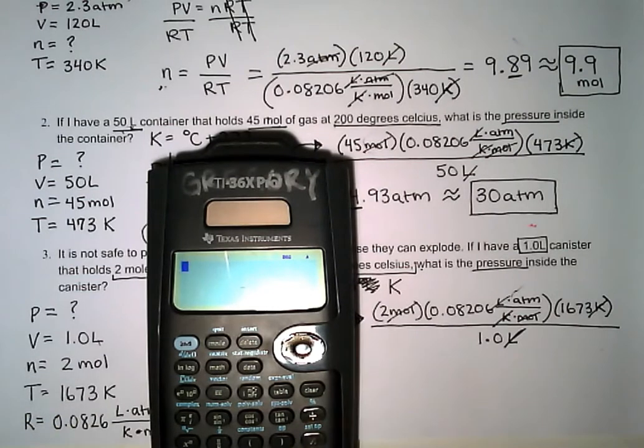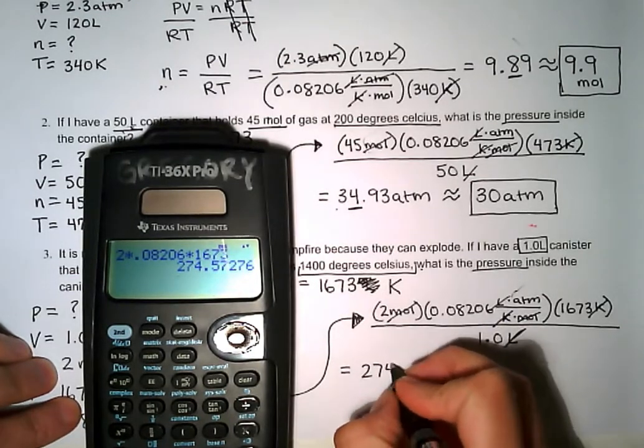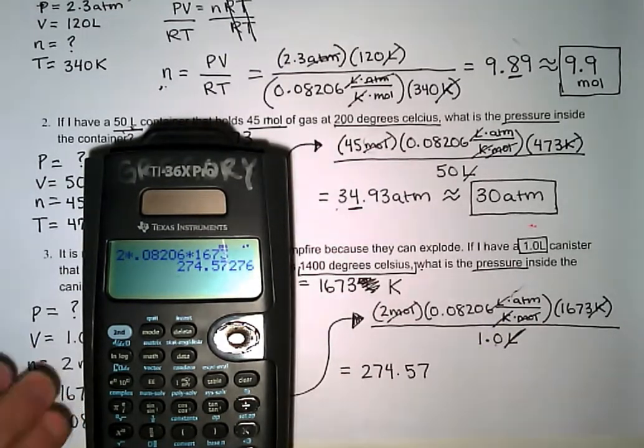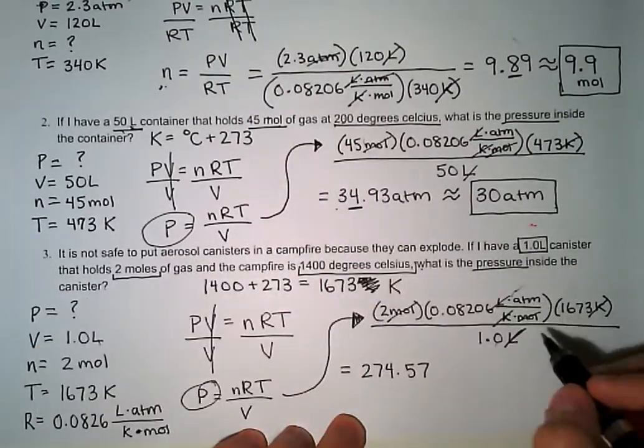So we have 2 times 0.08206 times 1673, and that gives us 274.57 divided by 1. That's going to be the same thing. So our answer was 274.57, but we are going to need to round that value. So this is a number of ATMs.